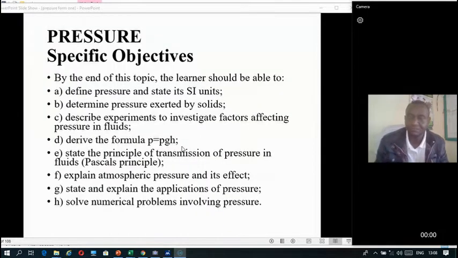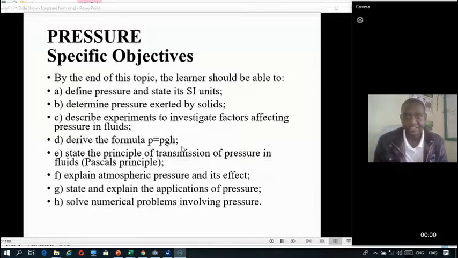So we had finished the first 5 objectives, that is define pressure: force acting normally per unit area, SI unit is Pascal. Then determine pressure exerted by solids, where pressure is force over area. Maximum pressure is force over minimum area; minimum pressure is force over maximum area. Describe experiments that investigate factors affecting pressure in liquids, and that is density and height, that's depth. We also derived the formula of pressure in liquids, density times g times h.